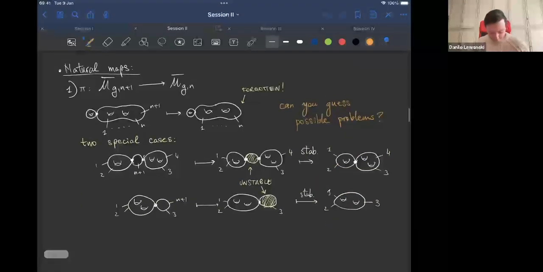Now, let me have a look at these natural maps. The first thing I can do is what is called the forgetful morphism, generally referred to as pi. It goes from Mg,n+1 bar to Mg,n bar. And what does it do? You just take a curve with n plus 1 marked points, but since they're labeled and distinct, you know which one is the last one, the n plus first, and then you just forget about it.